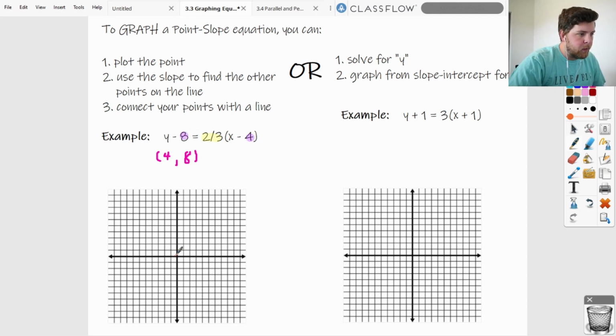Okay, so we can start at that point. We can go to 4, 1, 2, 3, 4, and then 8, 1, 2, 3, 4, 5, 6, 7, 8. So let's go back. 1, 2, 3, 4, 1, 2, 3, 4, 5, 6, 7, 8. Okay, so we'll start from there. And my slope is 2/3, so I'll go up 2 over 3. And then if I run out of space, I'll have to go down 2 to the left 3.